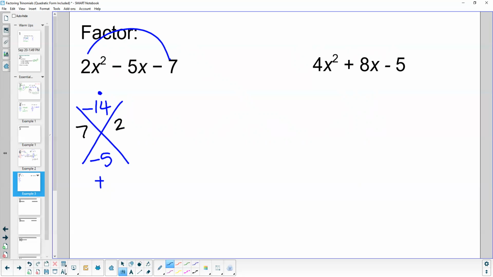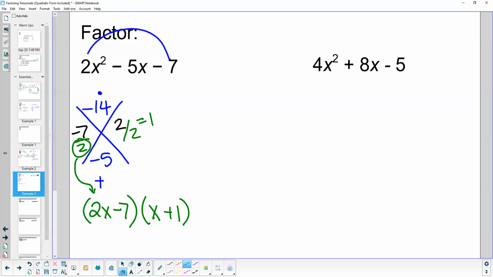So we've got 7, we've got 2. Now, because it's a -5, our bigger number needs to be negative. So we're going to have a -7 and a 2. But because we multiplied by 2, what do we have to do? We're going to have to divide them both by 2. So divide by 2, divide by 2. -7 over 2 doesn't simplify, but 2 over 2 simplifies to 1. So as we go to write our answer, we're going to kick that bottom number out to the front, and we get 2x minus 7 and an x plus 1.